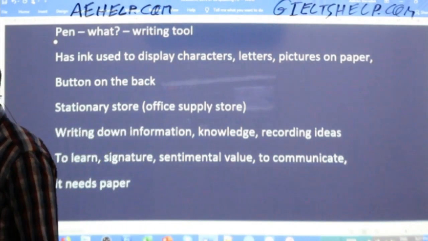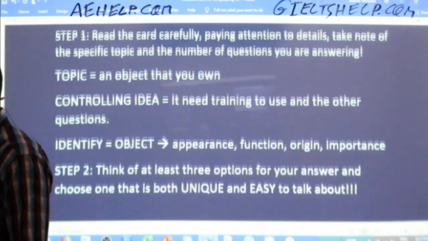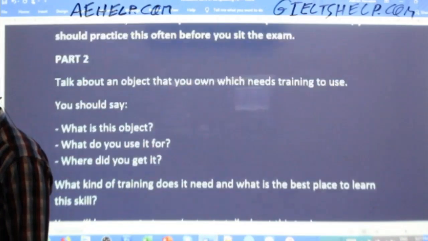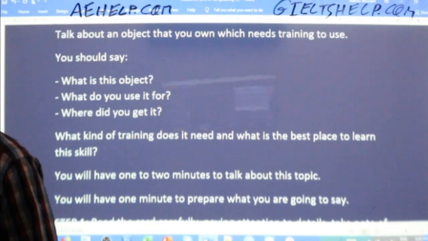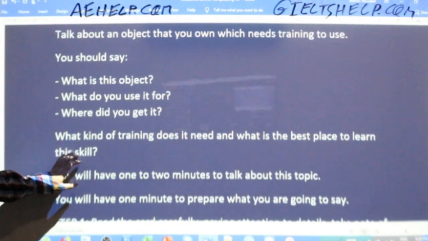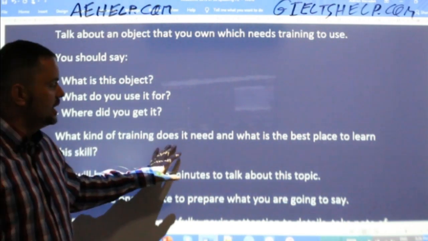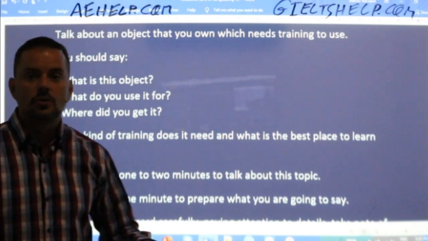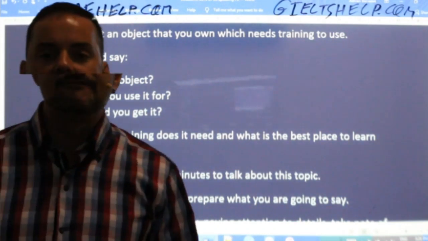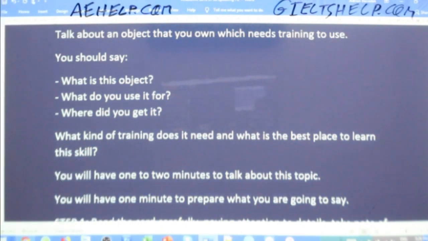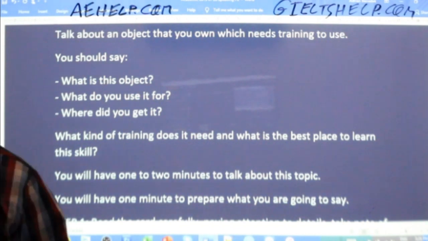Now, I want to consider the questions as well, right? This question is very important on the card, the last one. Okay, so what kind of training does it need, and what is the best place to learn the skill? So a couple of points on that very quickly. Don't forget about that. Okay. Deep T Jimmy, very good. You can use it for math or for calculation as well, for accounting, right?